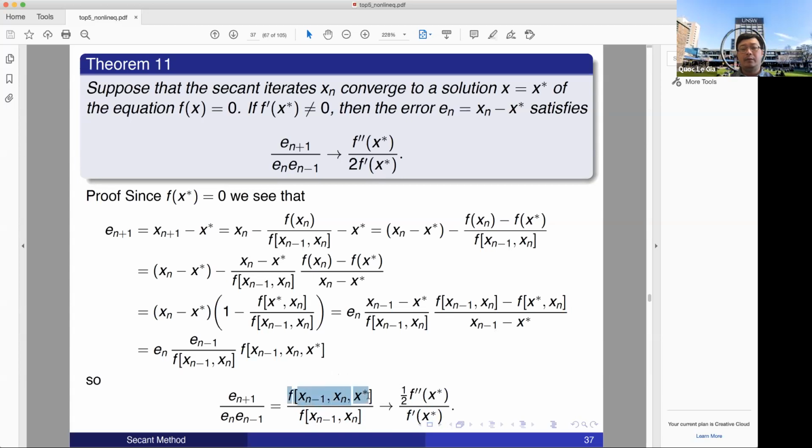And how about the top one? The top one, why do we get the divided difference over 3 points going to 1/2 f double prime? Anyone? So where do we see this? Where do we see this divided difference over 3 points? Remember in the interpolation stuff, yeah?